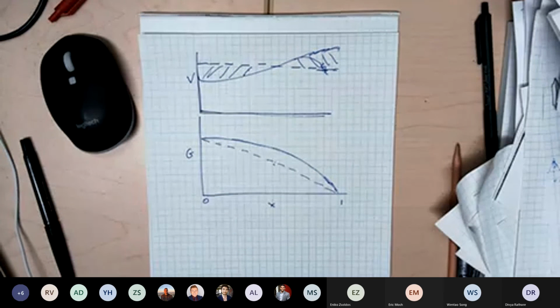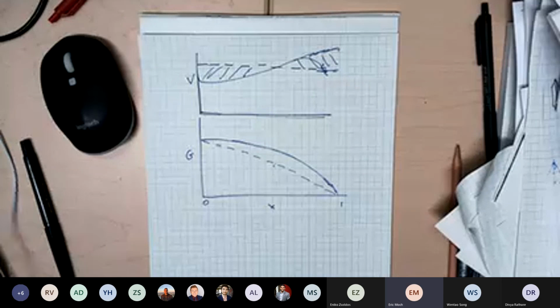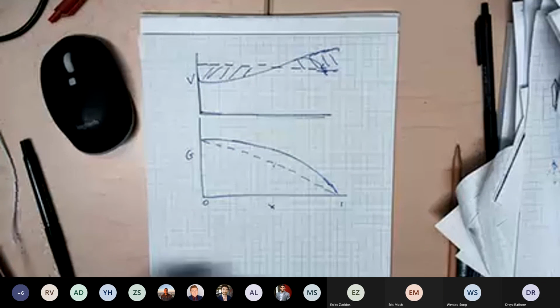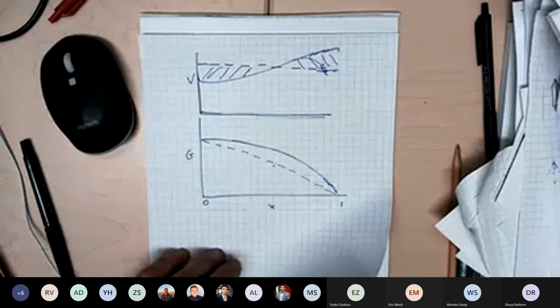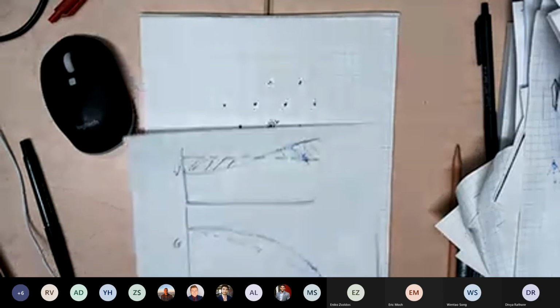Is that helpful? Yeah, thank you. Okay, cool. Okay, so now while we're on the document camera, we may as well stay here for a minute.